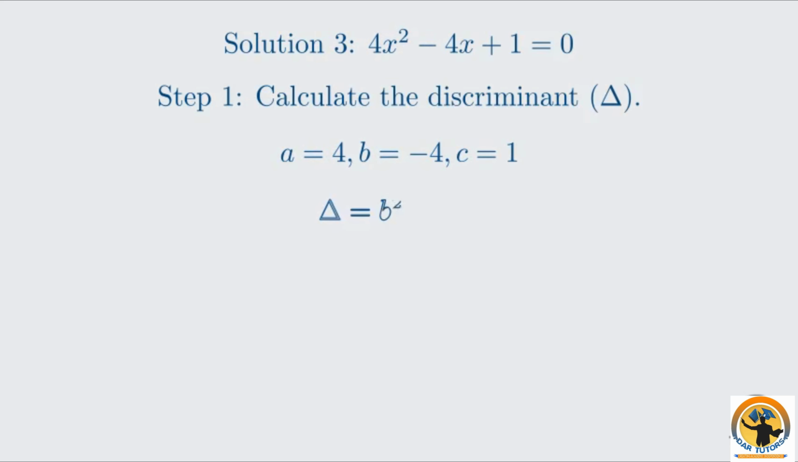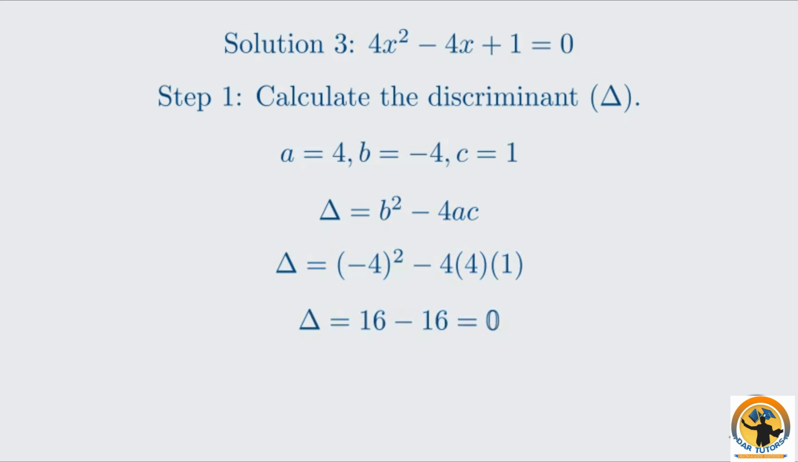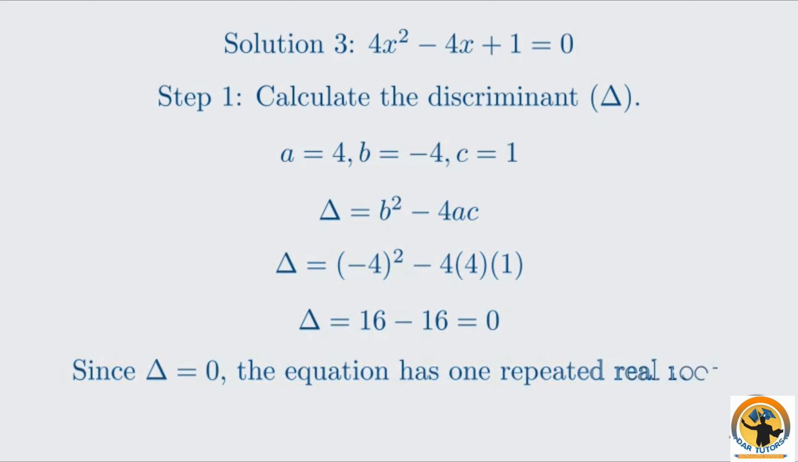The discriminant is b squared minus 4ac. Substituting the values gives negative 4 squared minus 4 times 4 times 1. This simplifies to 16 minus 16, which equals 0. Since the discriminant is 0, the equation has one repeated real root.